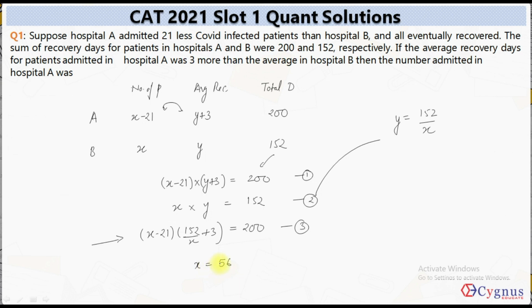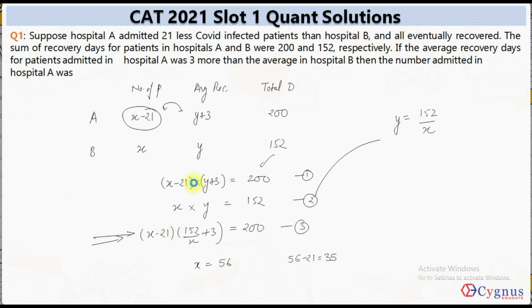If X is 56, what is he asking? The number of patients admitted in hospital A, which was X minus 21. So 56 minus 21 will give you how much? 35. So I would rate this question as lengthy. It's not an easy question. It's a lengthy question because you'll have to solve this quadratic equation which involves fractions here. Fine. I hope this is clear to everyone.